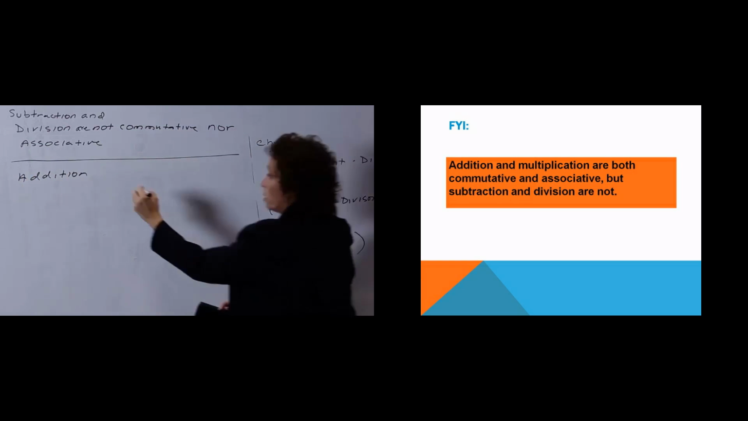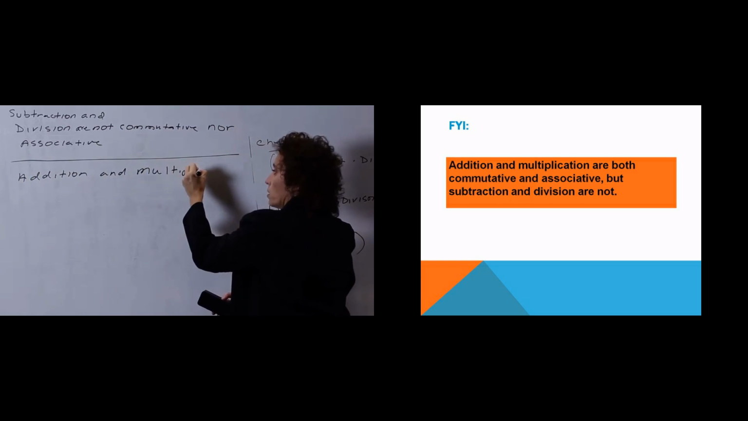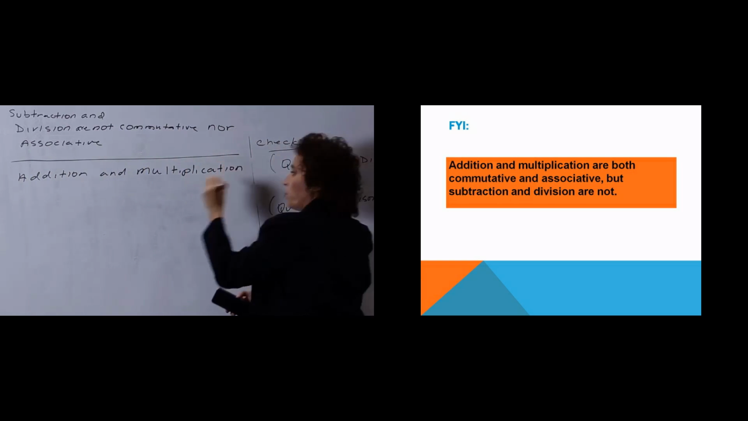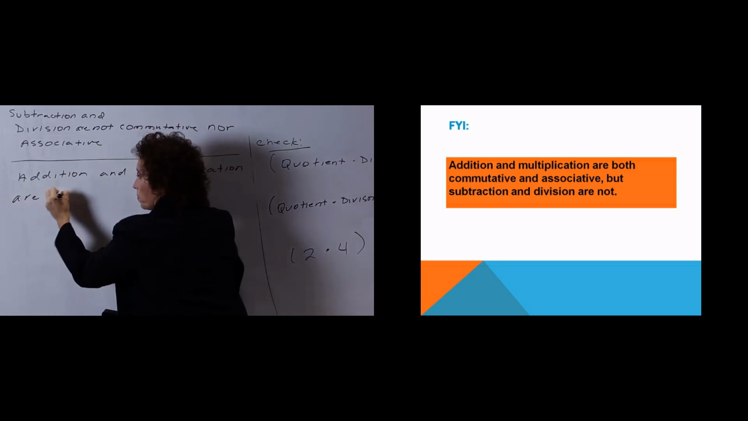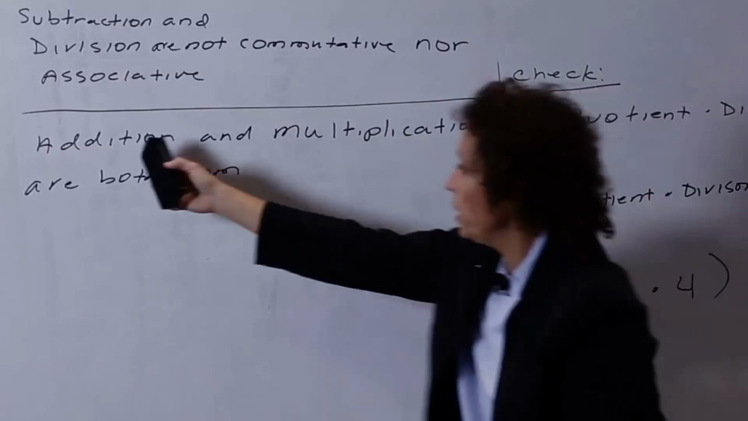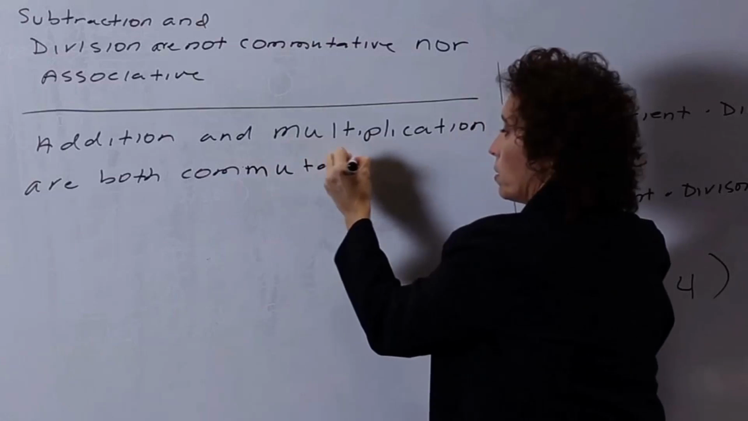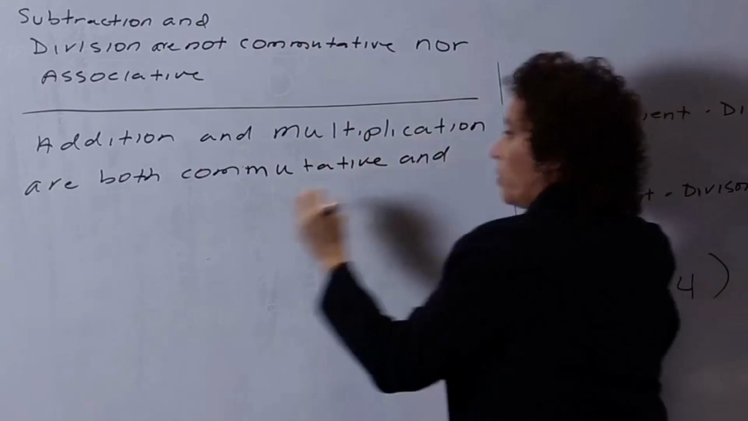And then I'll put here addition and multiplication are both commutative. And remember why. Multiplication is repeated addition. And associative.